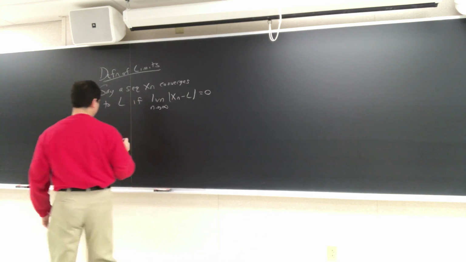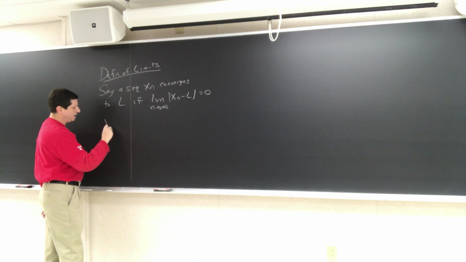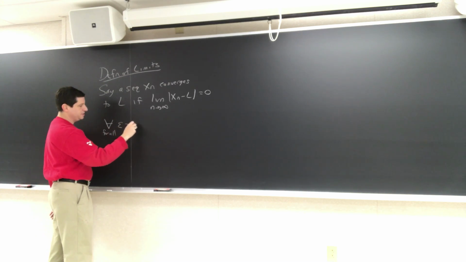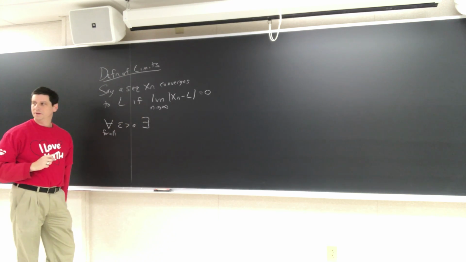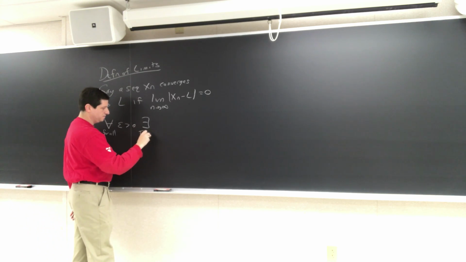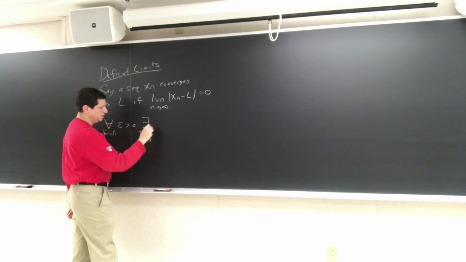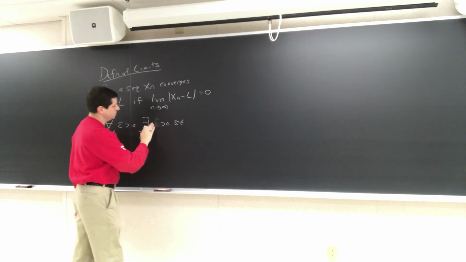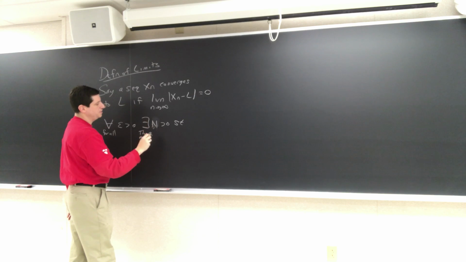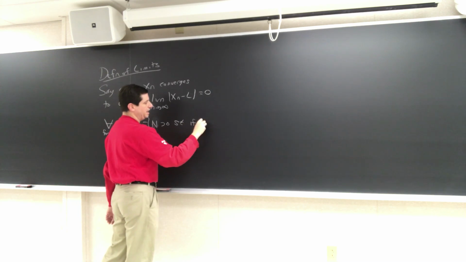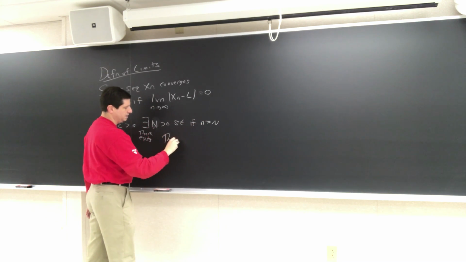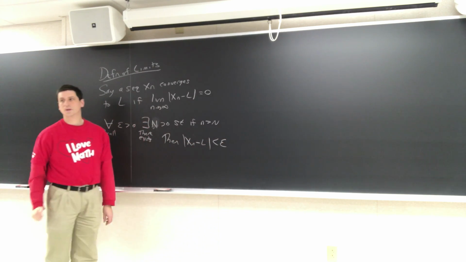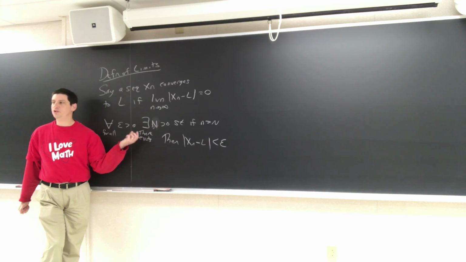A more formal way of saying this is, I'm going to introduce some math symbols. This means for all epsilon greater than 0, backwards E, this means there exists an N greater than 0 such that if n is greater than N, then the absolute value of xn minus L is less than epsilon. The way you should view this is epsilon is your tolerance.